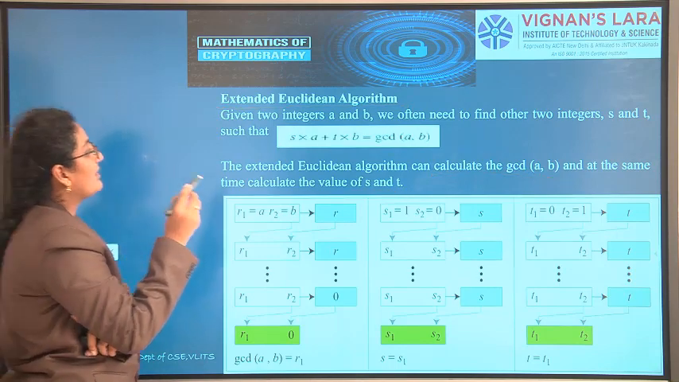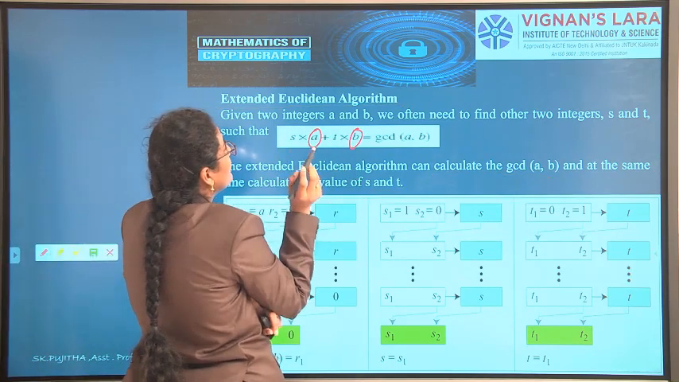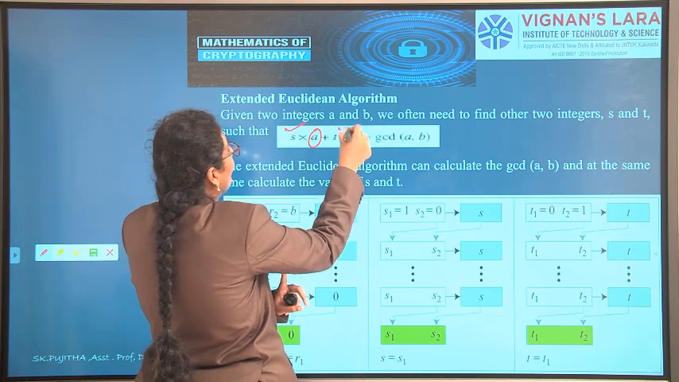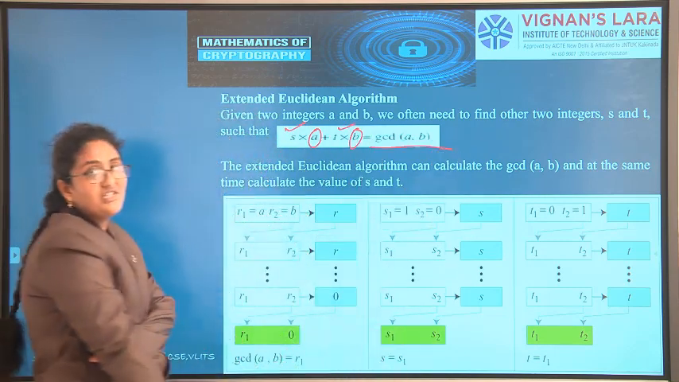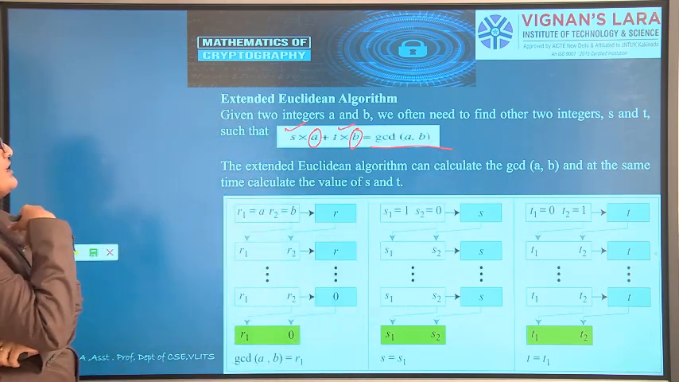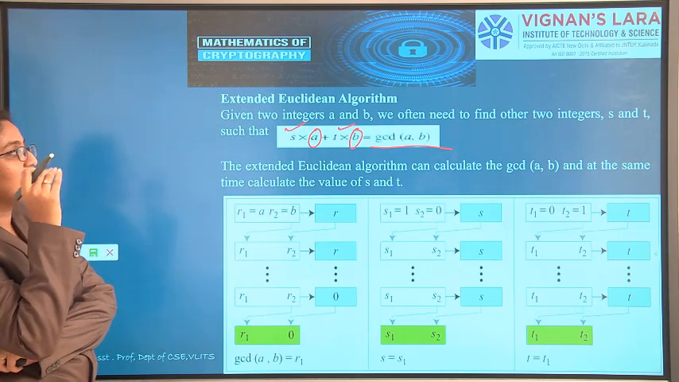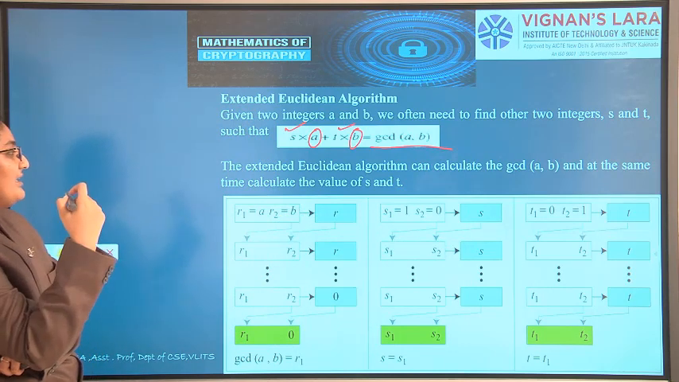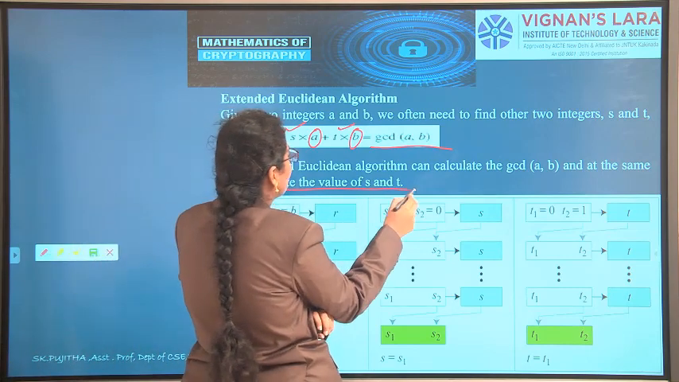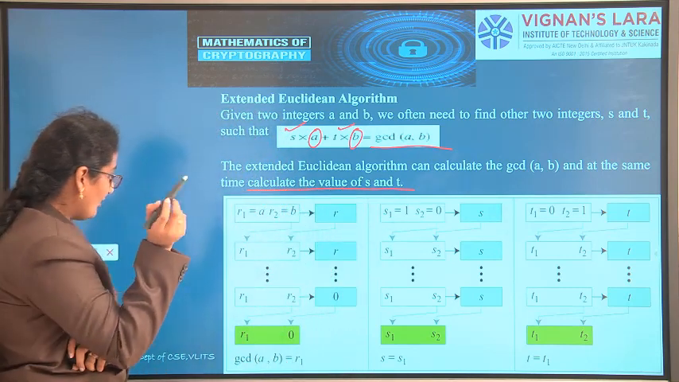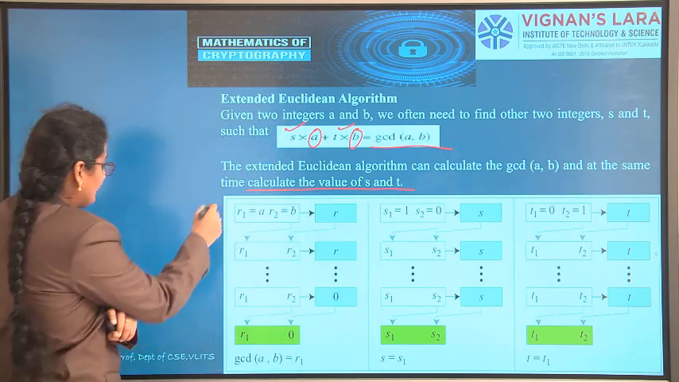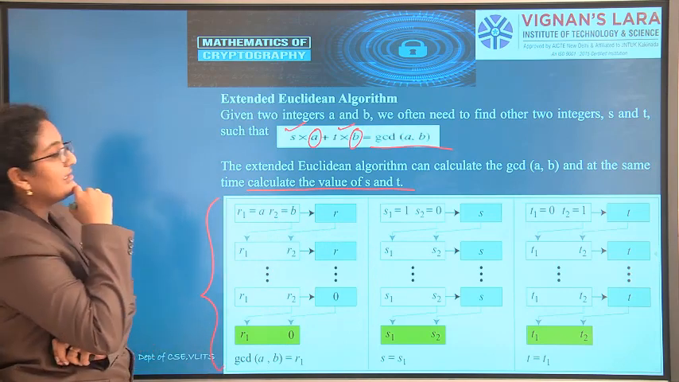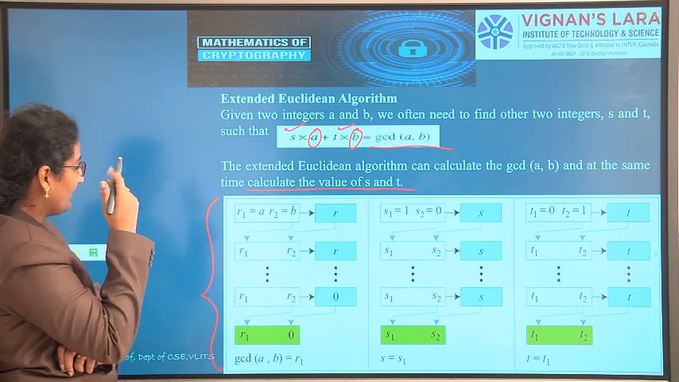See here, a and b are two integers we already know. In addition, we are getting s and t to find the GCD of a comma b. So extended Euclidean algorithm is also to find the GCD of a comma b. But here in addition, we have to calculate the values of s and t also. This is the entire process of extended Euclidean algorithm.